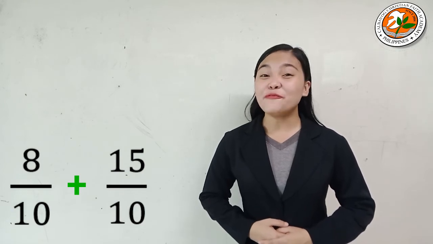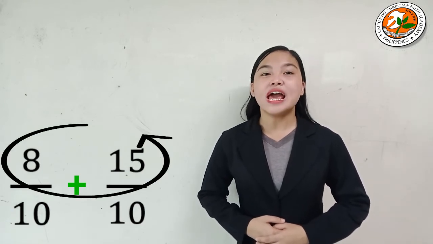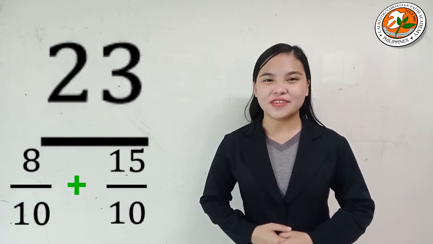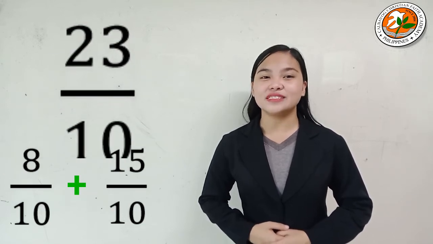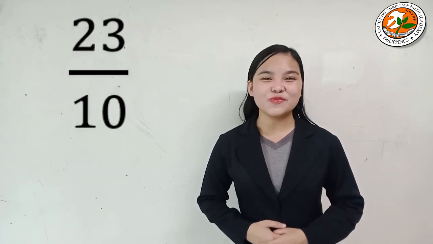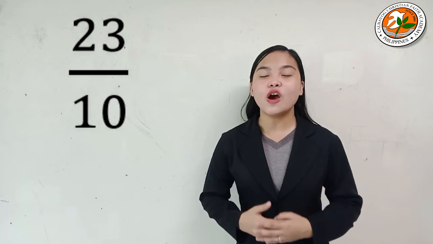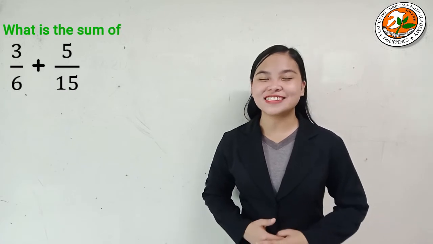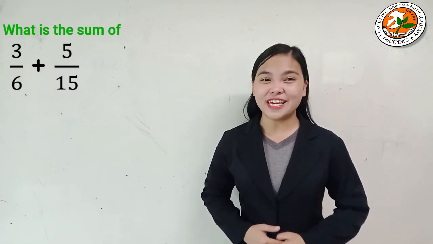So let's add first the numerators. 8 plus 15 is equal to 23. And copy the denominator 10. Therefore, we have now the sum, which is 23/10. Another example. What is the sum of 3/6 plus 5/15?